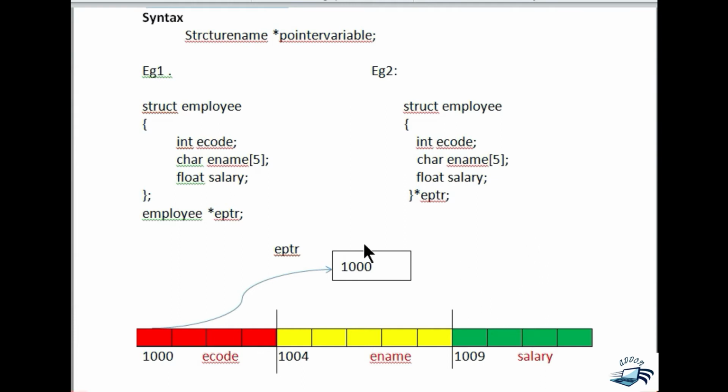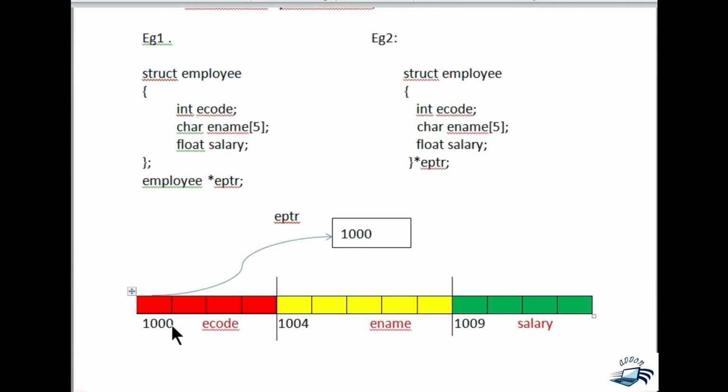Okay, so this is a graphical representation of this structure. See, here I have assumed this 1000 is the base address. From 1000, 4 bytes will be reserved for e-code because e-code is of integer type, and integer type takes 4 bytes of data. So 4 bytes will be occupied by e-code: 1000, 1001, 1002, 1003.